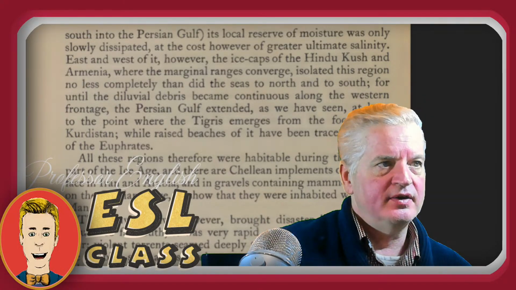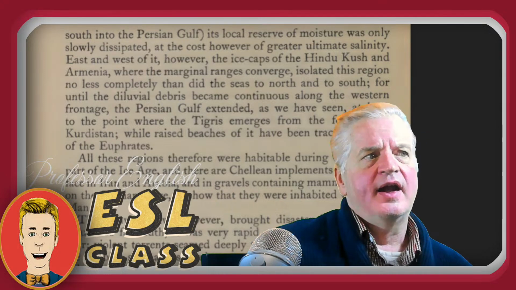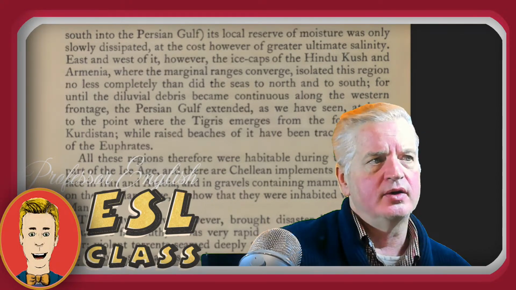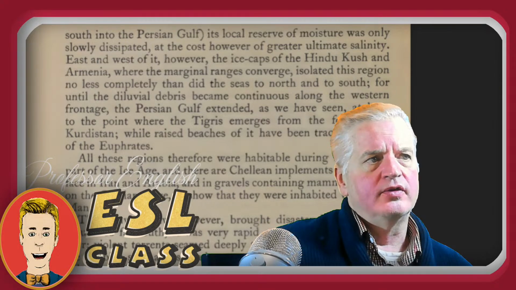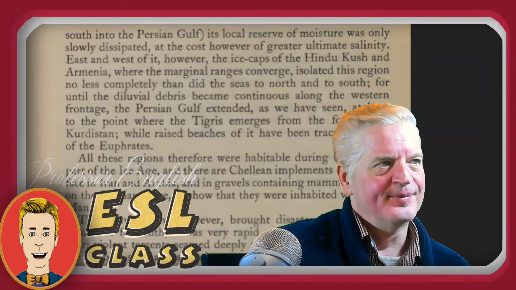That saline, that comes from the same root as salt. So local reserve of moisture was only slowly dissipated, at the cost, however, of greater ultimate salinity. So as it became drier, it also became saltier. I think that's what they're saying here.